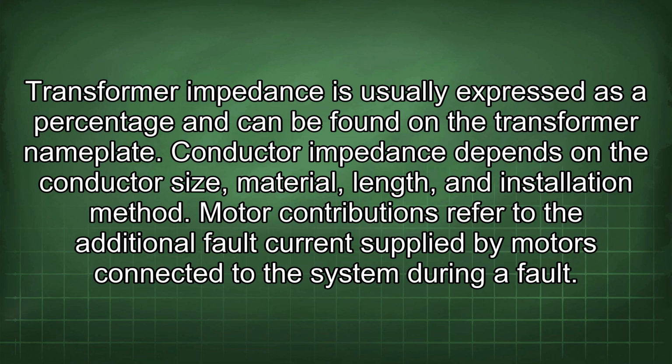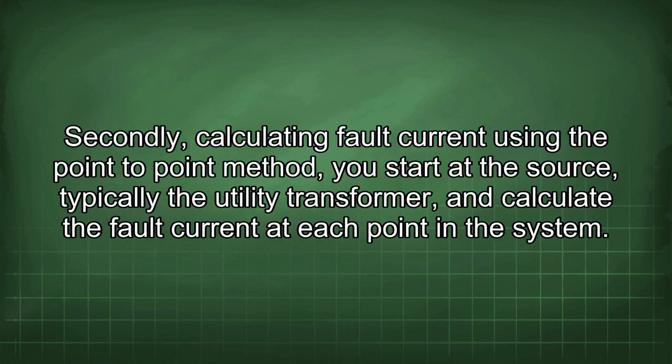Conductor impedance depends on the conductor size, material, length, and installation method. Motor contributions refer to the additional fault current supplied by motors connected to the system during a fault. Secondly, calculating fault current using the point-to-point method. You start at the source, typically the utility transformer, and calculate the fault current at each point in the system.